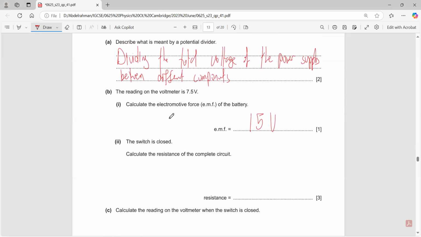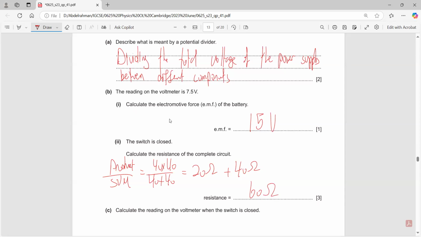But you can use the rule which is product over sum, which is 40 times 40 over 40 plus 40, which would give you a total resistance of 20 ohms. And then you need to add the resistor 1, which is 40 ohms, so the total resistance of this circuit would be 60 ohms.